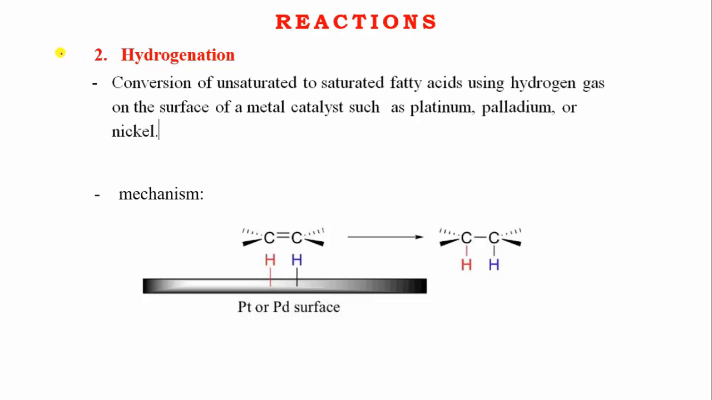Now second is hydrogenation. Conversion of unsaturated to saturated fatty acids using hydrogen gas on the surface of metal catalysts such as platinum, palladium or nickel. Simply, we already know that hydrogenation of any unsaturated compound converts it to the saturated. Hydrogen present on the surface of platinum and palladium is added to the carbon double bond and it is converted to the saturated.